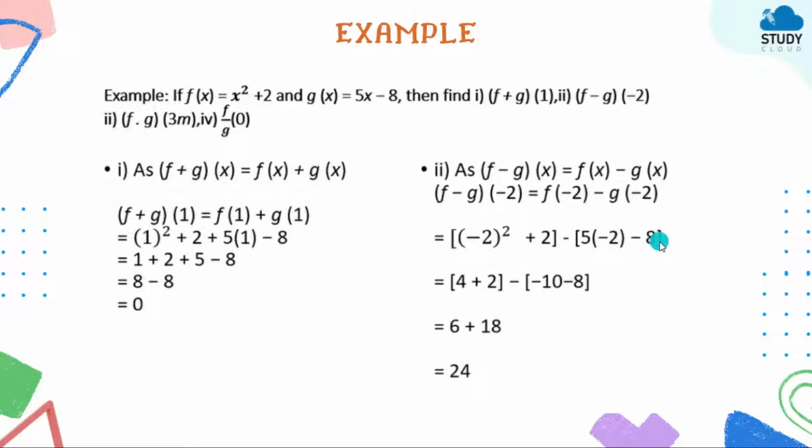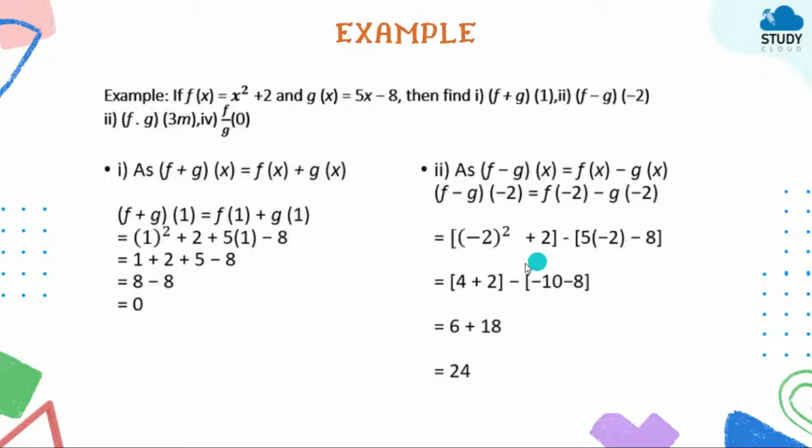Similarly, we will do the subtraction. (f minus g) of x means f(x) minus g(x). We have (f minus g) of minus 2. In place of x, everywhere now we will put minus 2. f(minus 2) minus g(minus 2). What is f(x)? x square plus 2. In place of x, now what we will substitute? Minus 2. So (minus 2) square plus 2.